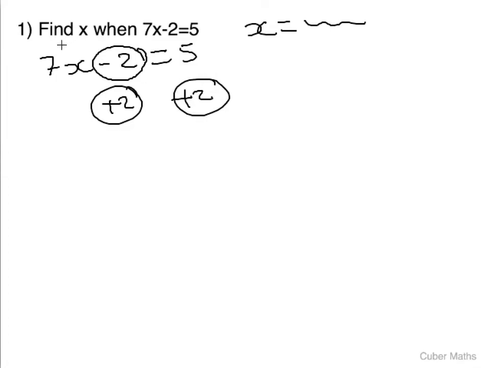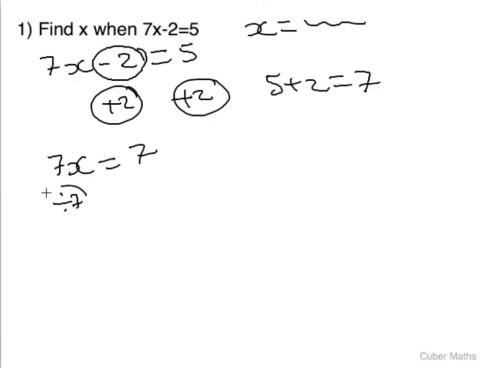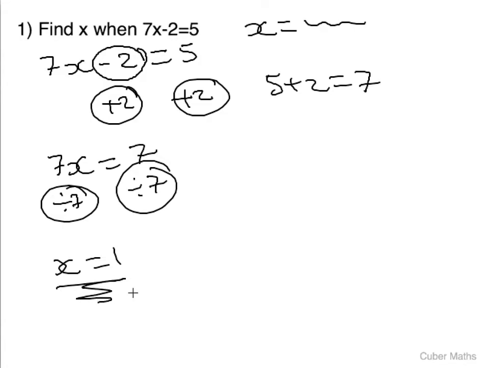When we add 2 to this left hand side, 7x minus 2 plus 2, we're just going to end up with 7x. And when we add 2 to our right hand side of 5, 5 plus 2 just gives us 7. So now we've got 7x is equal to 7. Now to get it in the form of x is equal to something, we need to divide both sides by 7, because we have 7x. So when we divide both sides by 7, we end up on the left hand side with just x, and on the right hand side with 1. So we found x, and x is equal to 1.